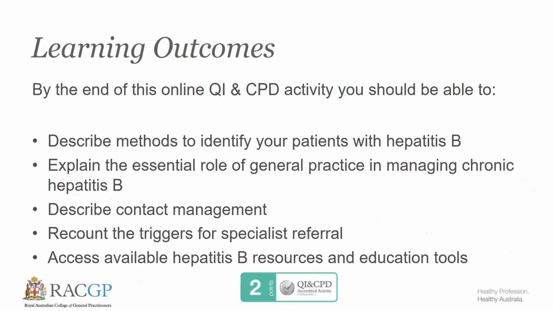Okay, well, Tim? Yeah, so these are our learning outcomes. We've reached the end, it's 8:30. By now we should be able to describe methods to identify our patients with hepatitis B, and those are all in the ASHM decision-making guide as well, so do download that. Understand the essential role of general practice in managing chronic hepatitis B, describe the way we do contact management, recount the triggers for specialist referral, and access the available hepatitis B resources and education tools.